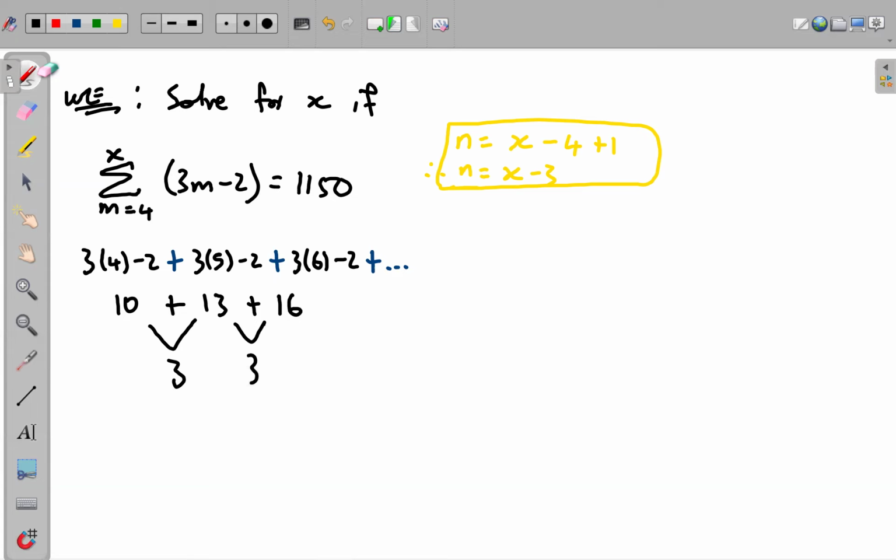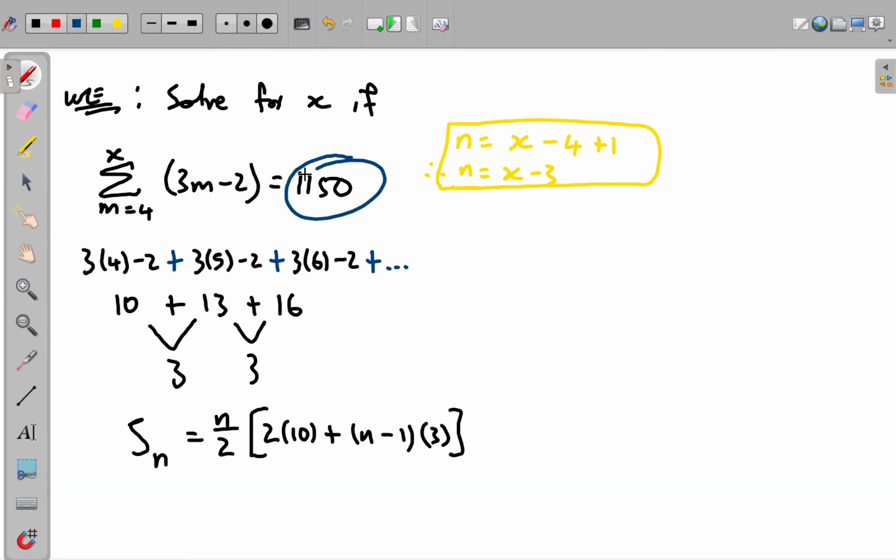So I know that I am dealing with a sum Sn, which is n over 2, because I am trying to find n here. And then I'll have to use this formula. I know my first term is a 10, plus I'm solving for n, and the constant difference is that. I actually know what Sn is. It is 1,150. So let me indicate that.